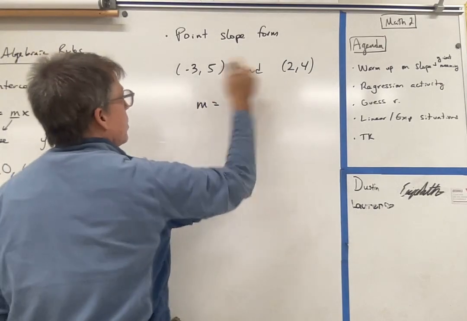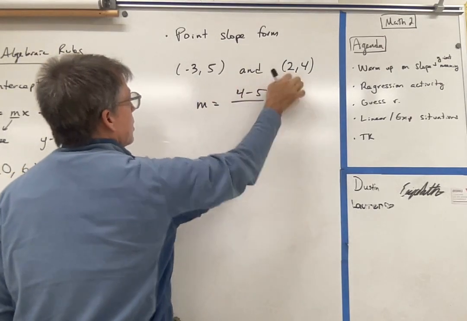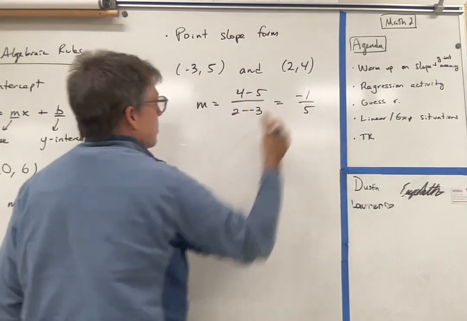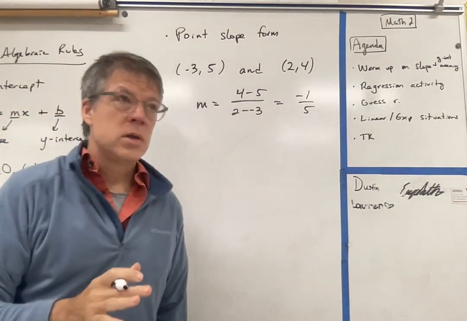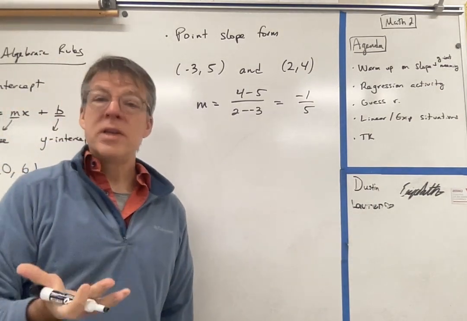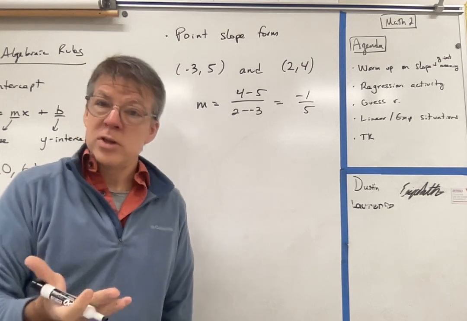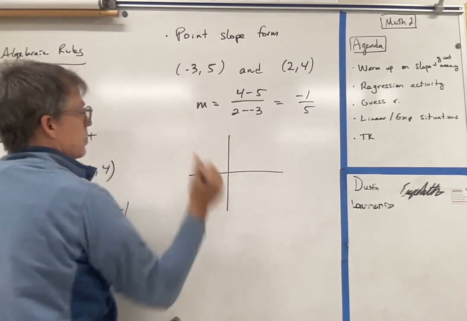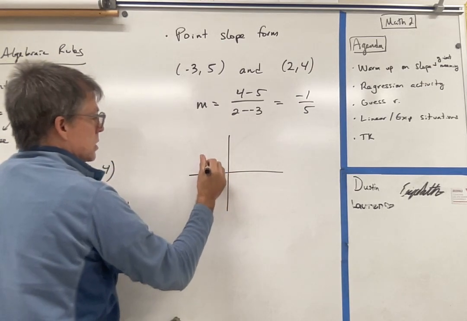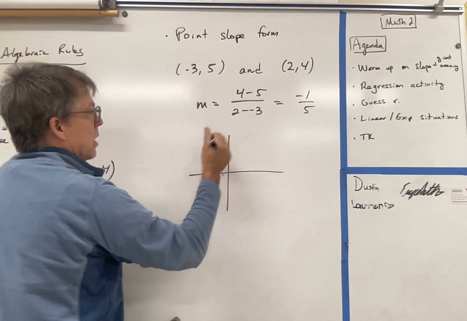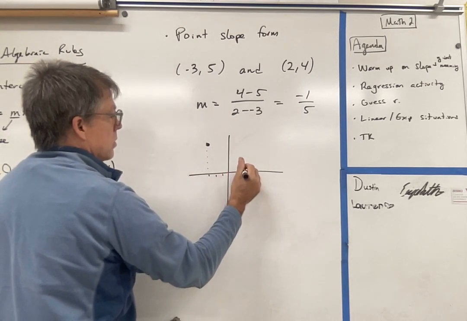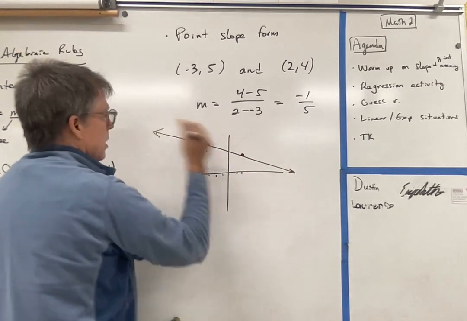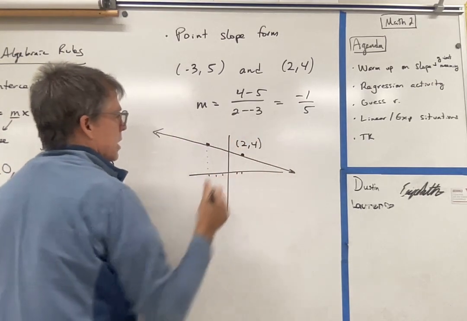So m equals 4 minus 5 all over 2 minus negative 3. So that is negative 1/5. Okay? Great. So I'm going to reason like this, all right? Here's the part where if you understand it, great. If I have the point negative 3, 5, over 2 and up 4, bam, I have a line that looks like this. Do you agree? I'm just going to choose the point 2, 4 here to look at.